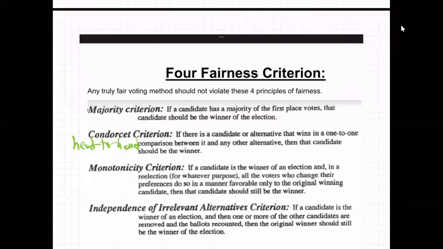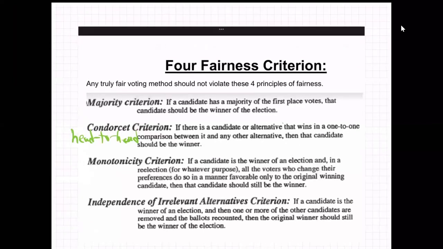So here's what you have in the notes, right? Here's the 4 fairness criterion, our 4 set ideas of fairness. What should be fair? So majority, again, if anybody wins more than half, majority of the first place votes, then they should win. Condorcet, also called head-to-head or one-to-one. If any candidate wins all the one-to-ones, they should win.